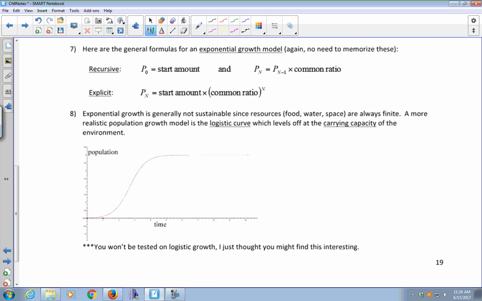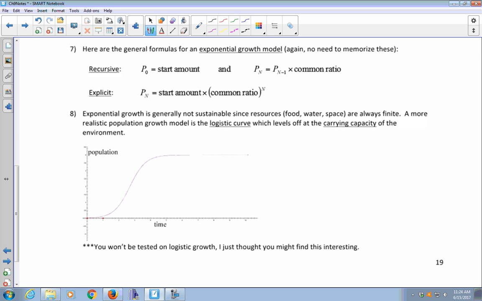And here are the general formulas for an exponential growth model. Again, you don't need to memorize these because we just did a couple of examples where we wrote formulas without knowing this, but they can be handy. So for recursive, give a starting amount, and then P sub n is equal to P sub n minus 1 times the common ratio. And for explicit, P sub n is your starting amount times the common ratio to the nth power.